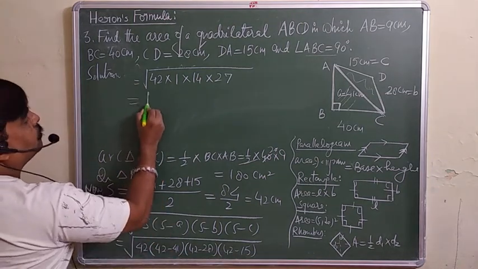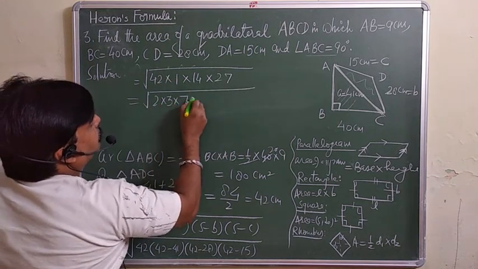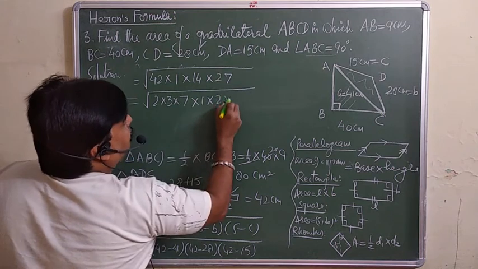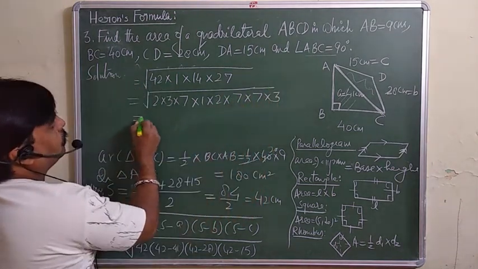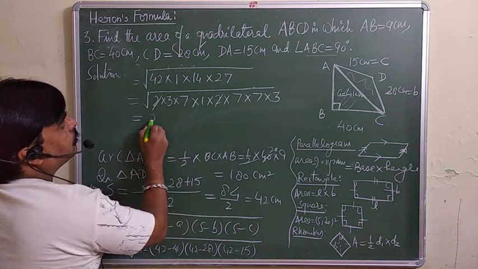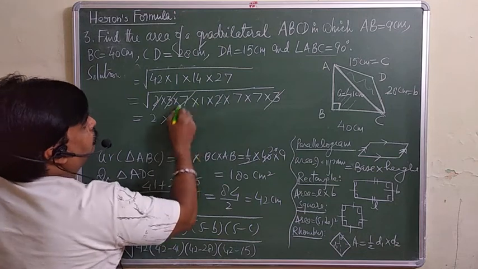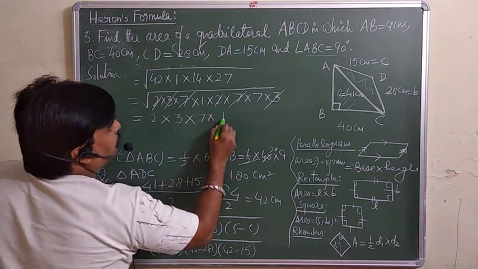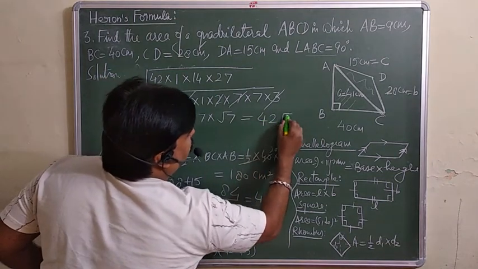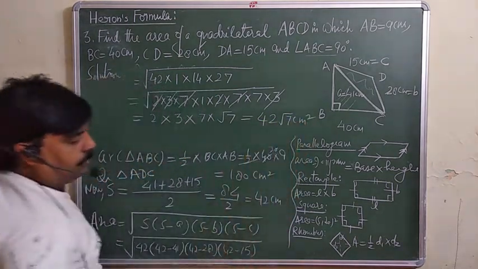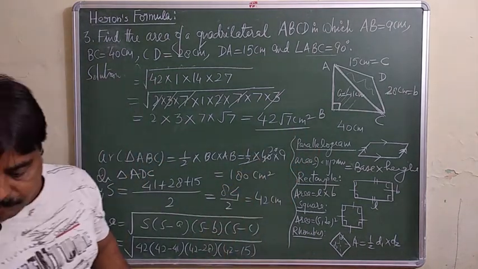You can do the factor of this one. So this is 2 into 3 into 7. This 1 will remain as it is. 14 is 2 into 7, and 7 into 3. So here you can take out 1 of 2, 1 of 3, 1 of 7, and 1 7 will remain inside the radical sign. So this is equal to 42 root 7 centimeter square. This is the area of this triangle.